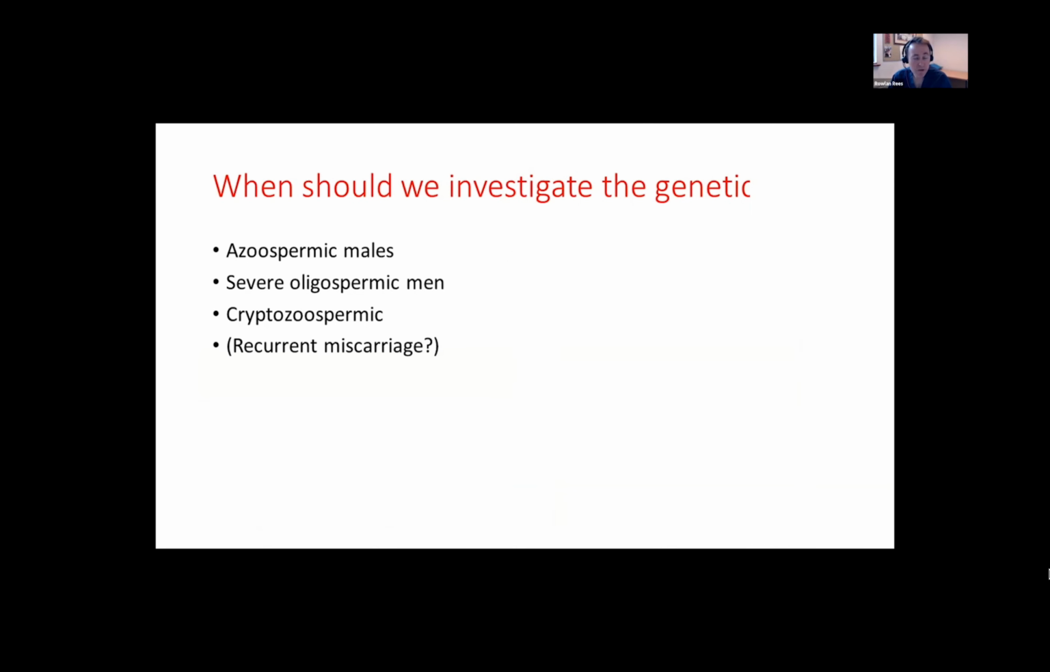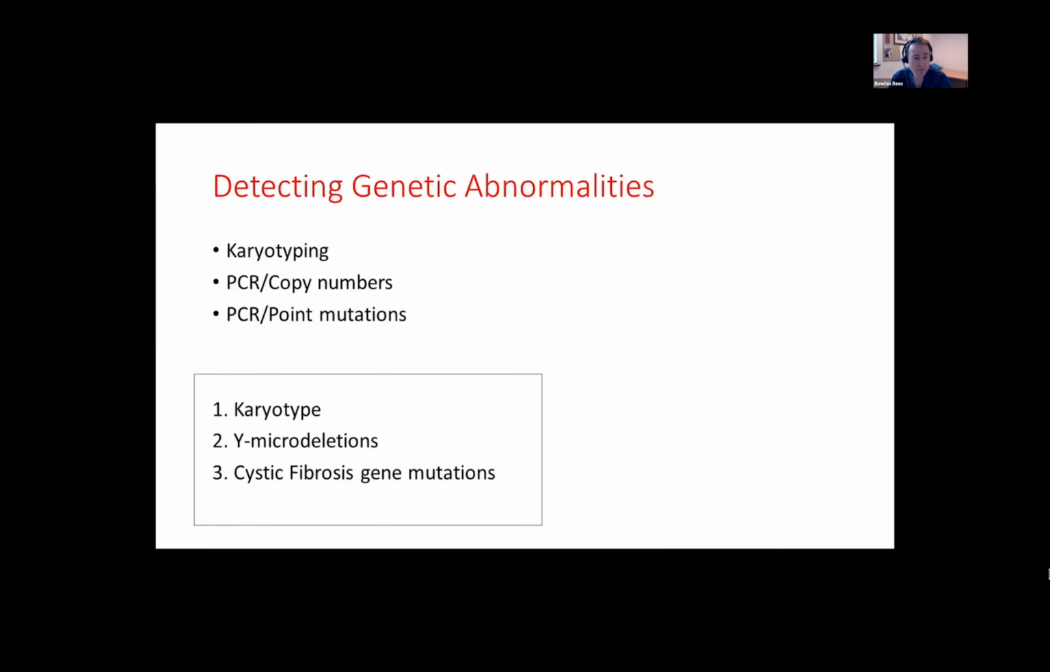The question is, overall, for the infertile population, who should have genetic analysis? The azoospermics, very definitely, and men with severe oligozoospermia; the EAU guidelines suggest anything less than 5 million. Also cryptozoospermia, where there are very, very few sperm present and only on centrifugation. And then there's more debate as to whether there's a role for genetic analysis in subsequent miscarriage problems.